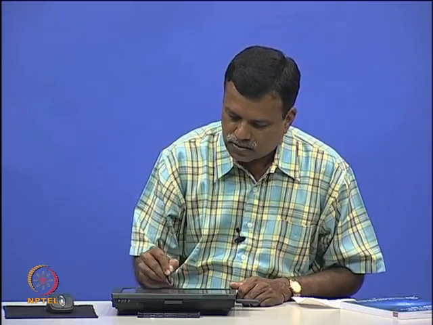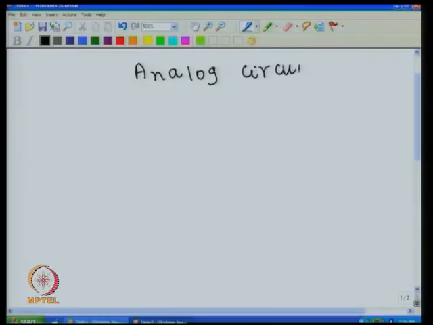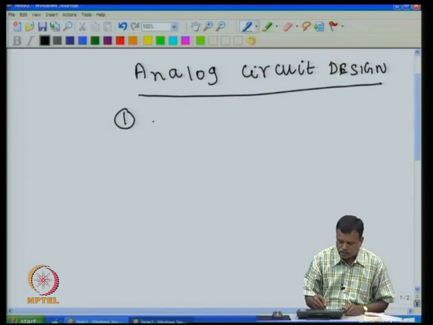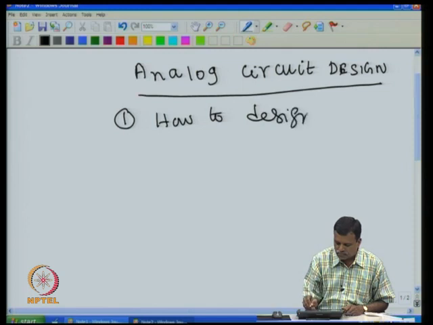In this course you will be learning about analog circuit design. Now in this course we will concentrate on three aspects. One is how to design an analog circuit.